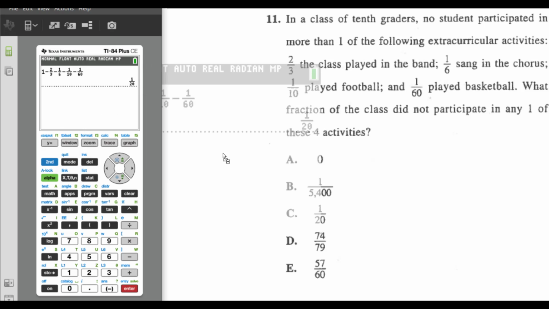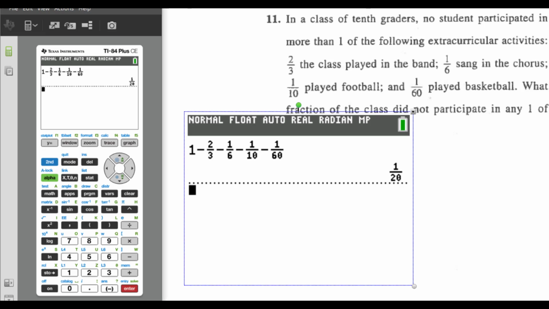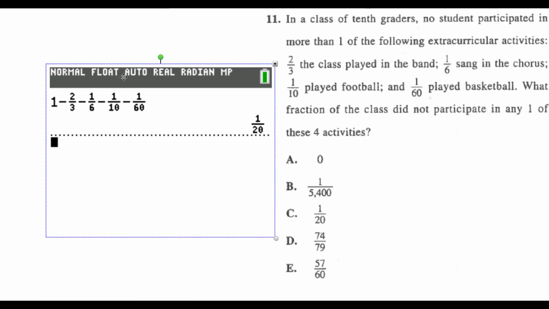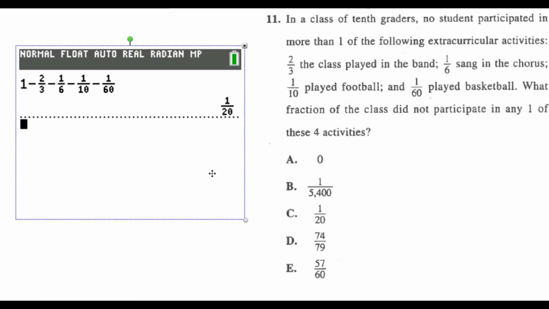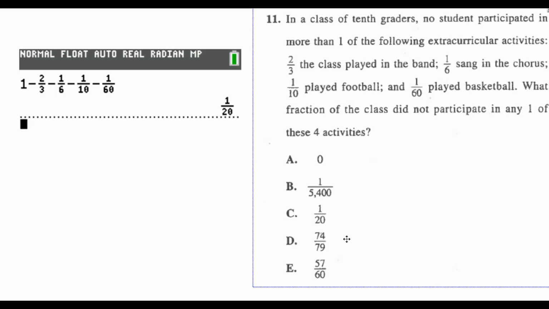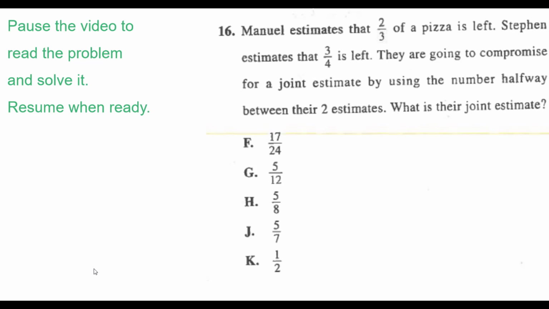Enter, and it does the calculation for you. And the fraction of the class that did not participate in any is 1/20th, which is answer C. Number 16, pause as needed.